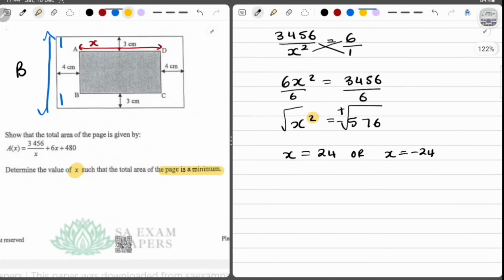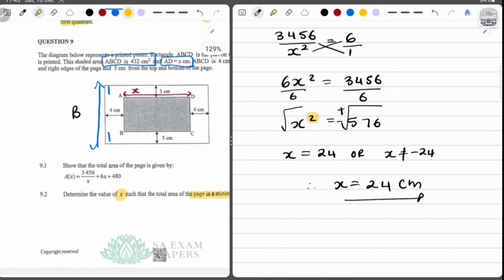Okay, let's think about that carefully. Remember what x is, right? X is a length. It's a distance. Can we ever have a negative distance? No. Even if you walk backwards, it's not going to be negative, okay? Because you're still covering a space, so it's positive. So we cannot even take this one. Therefore, it means that x is actually equal to positive 24 centimeters, and that would be our minimum value.